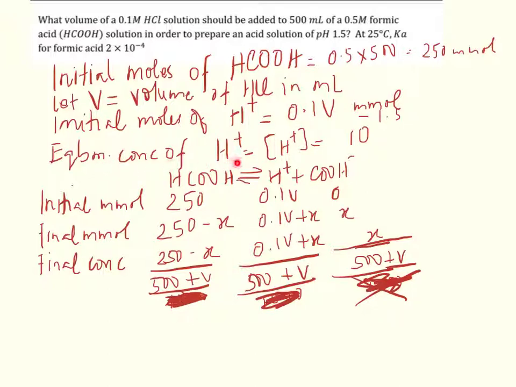The equilibrium concentration of H plus is going to be 10 to the minus 1.5 because at equilibrium the pH is 1.5 and pH is defined as minus log to the base 10 of concentration of H plus ions.